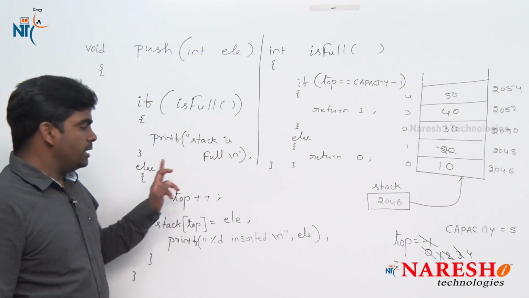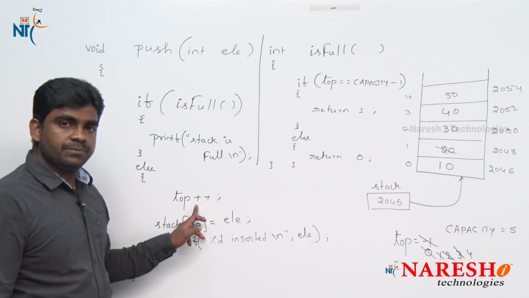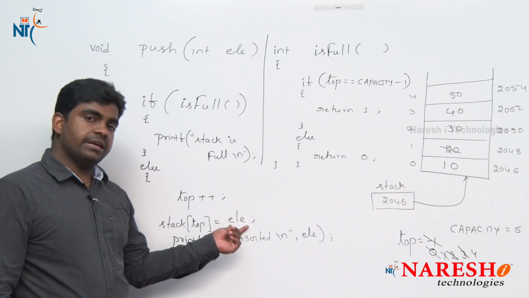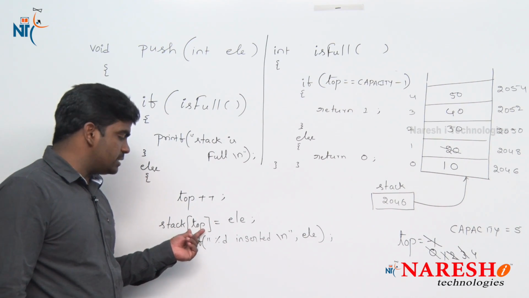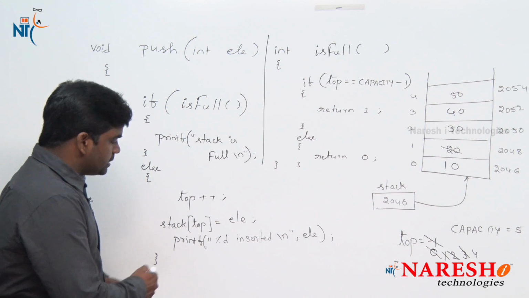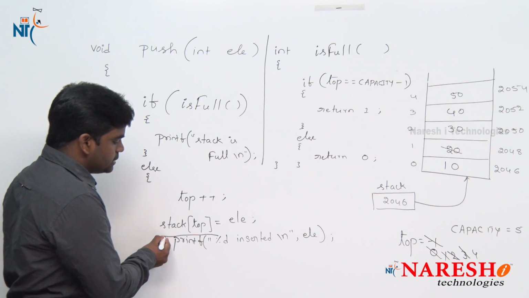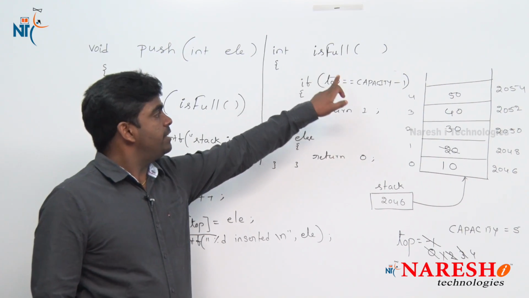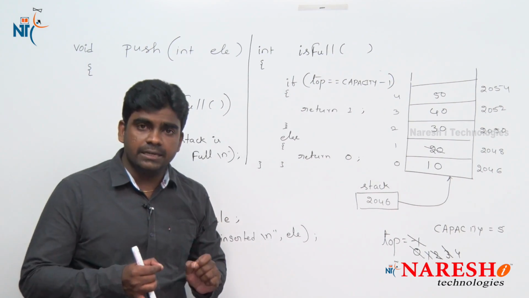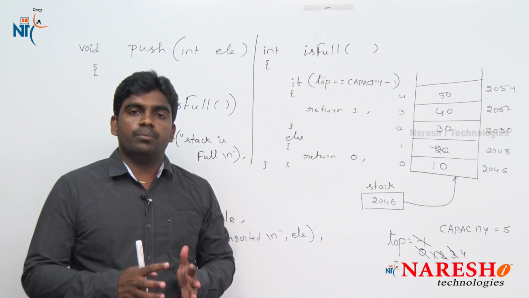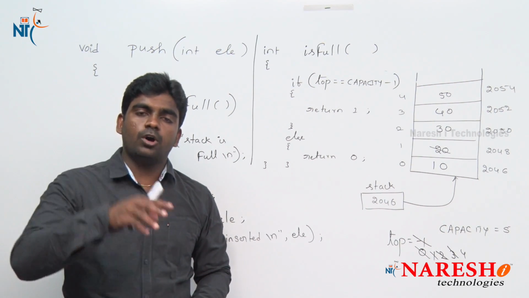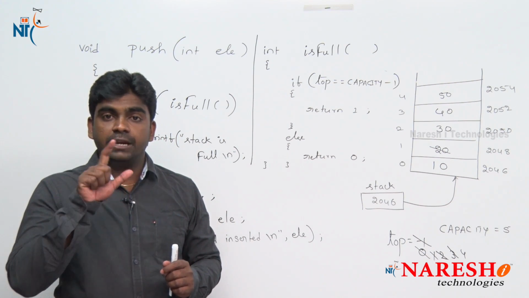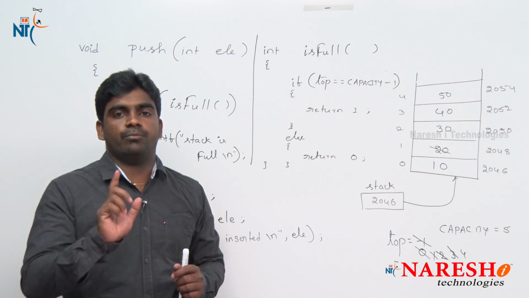In the else block, we do top plus plus, increasing the top value every time. After increasing the top value, we insert the element into stack of top. Sir, why are we using top? We perform all the operations on the stack with the help of top. Here also, to check whether the stack is full or not, we take the help of top. So we mostly have to concentrate on the top variable. Every logic you should write with the help of the top variable.